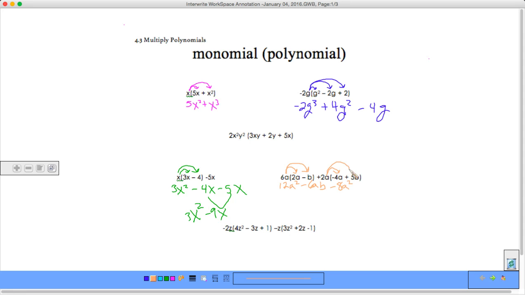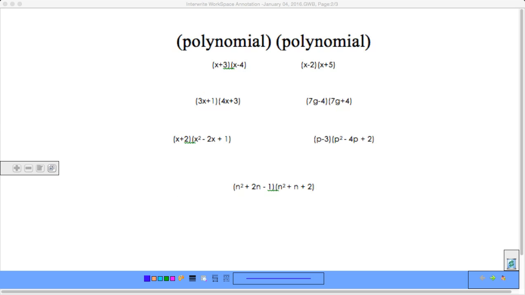Here we have 2a times 5b. 2 times 5 gives me 10. And a times b just gives me ab. All right, and we will take care of this last one here in class. So let's look at the next page. Or I guess for you, it's farther down on the same page.